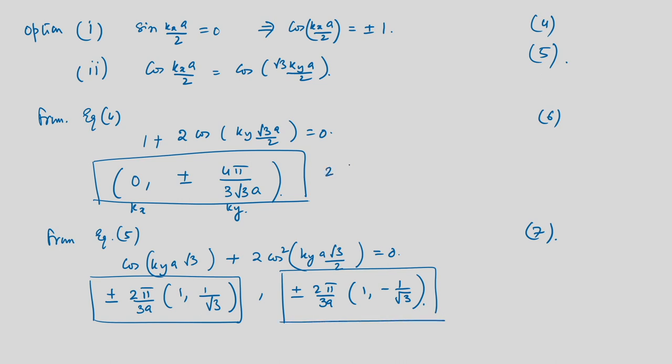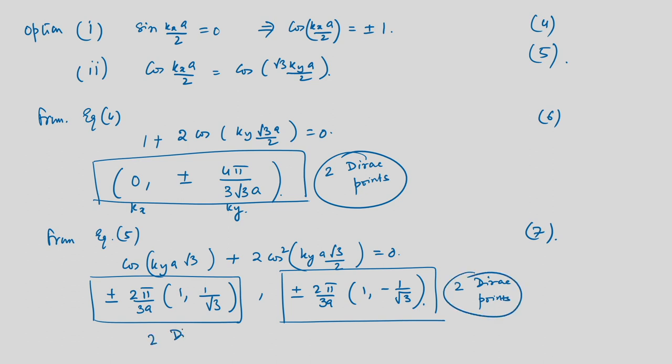So, 2 Dirac points. This is 2 Dirac points. And these are 2 more Dirac points. So, that makes it 6 Dirac points, which is what we have seen in the dispersion. Okay. So, we have these 6 Dirac points.